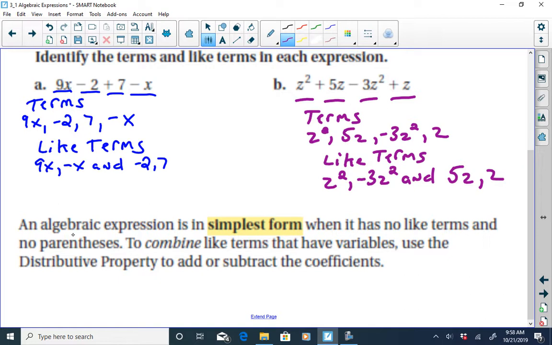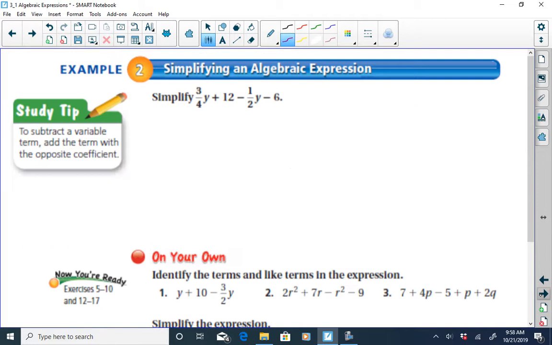We want to also be able to simplify an algebraic expression. An algebraic expression is in simplest form when it has no like terms and no parentheses. To combine like terms that have the same variables, use the distributive property to add or subtract their coefficients. All right? Let's take a look at this next example.